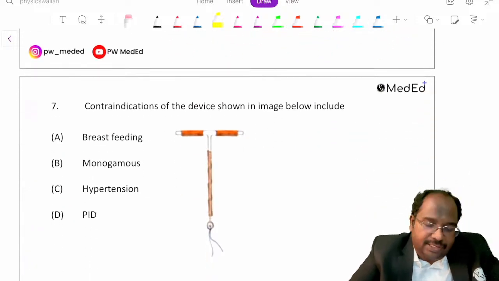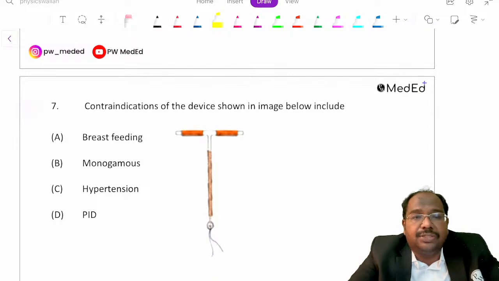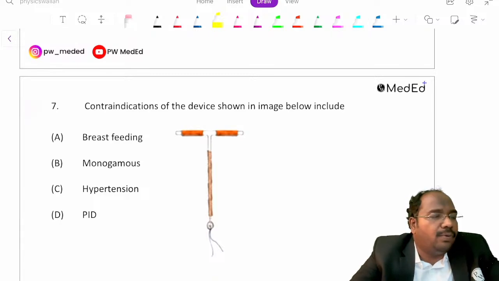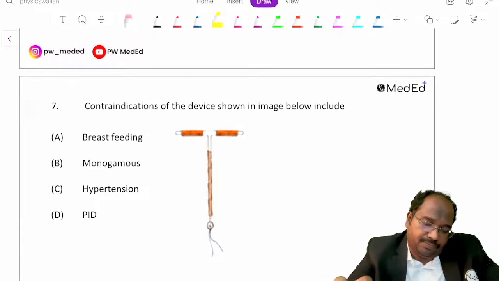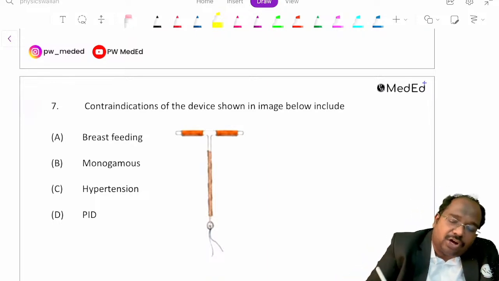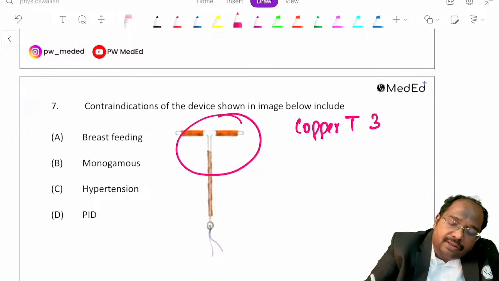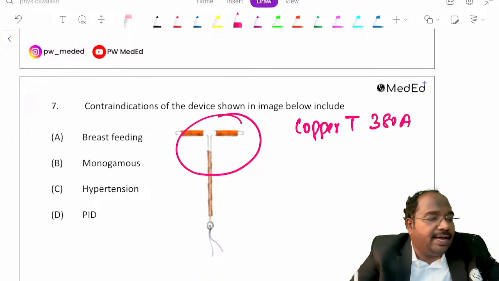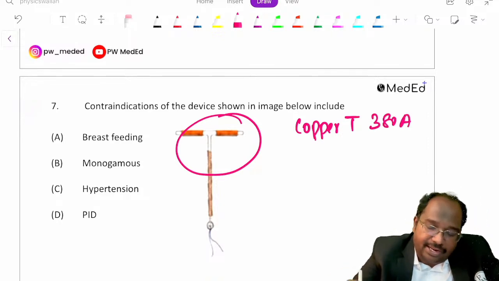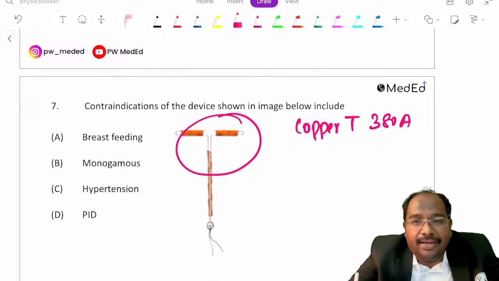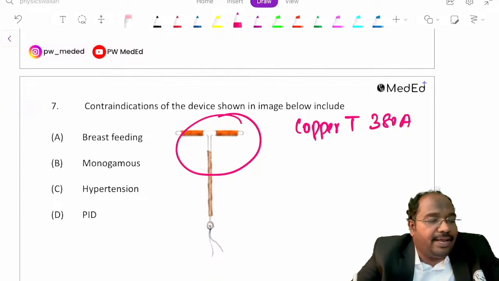What is the answer for this question? Contraindication of the device shown in the image below. Yes, this is Copper T 380A, guys. Okay, fine, this is Copper T 380A.